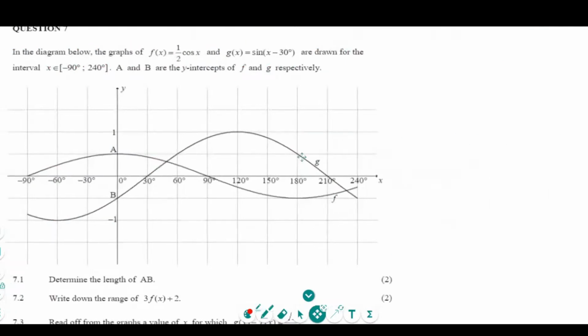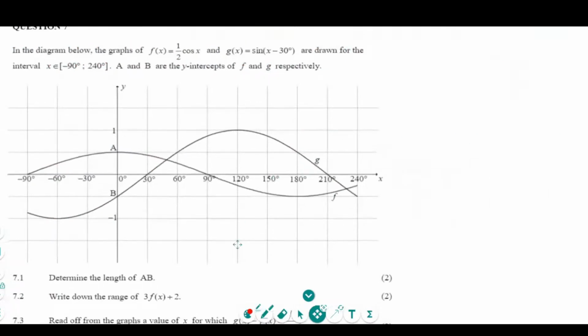Question number 7. In the diagram below, we have graphs, which graph f of x is equal to a half cos x. So this a half is the amplitude, the maximum displacement we can see for f. It's reaching here. And then g is sine, the amplitude is 1, so maximum is 1 there, and the negative 1. Okay, they are drawn within the interval of negative 90 and 240. A and B are the y-intercepts respectively. Then they want the length of AB.